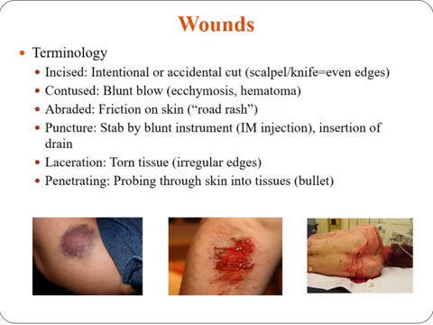Okay, so let's talk about some terminology. Incised. That is the intentional or even accidental cut that happens, for example, in surgery when a surgeon uses a scalpel. Or it could even happen in a knife fight or things like that. So in this type of wound, though, there is clean, even edges. Contused, that's a blunt blow, and oftentimes there's ecchymosis, bleeding, hematoma, which is bruising. So you can see that in the picture on the left there.